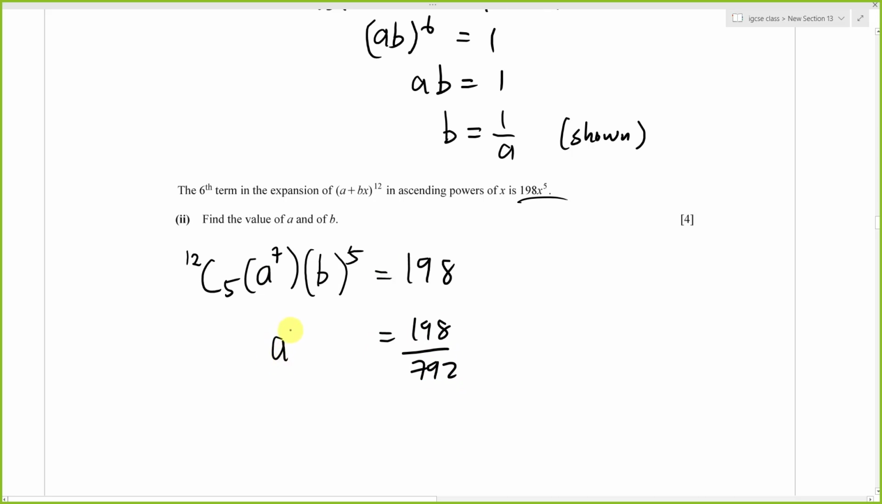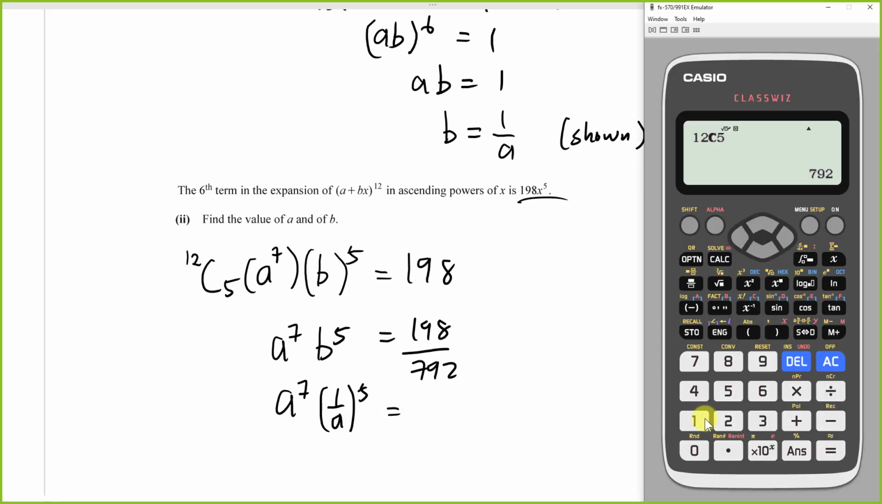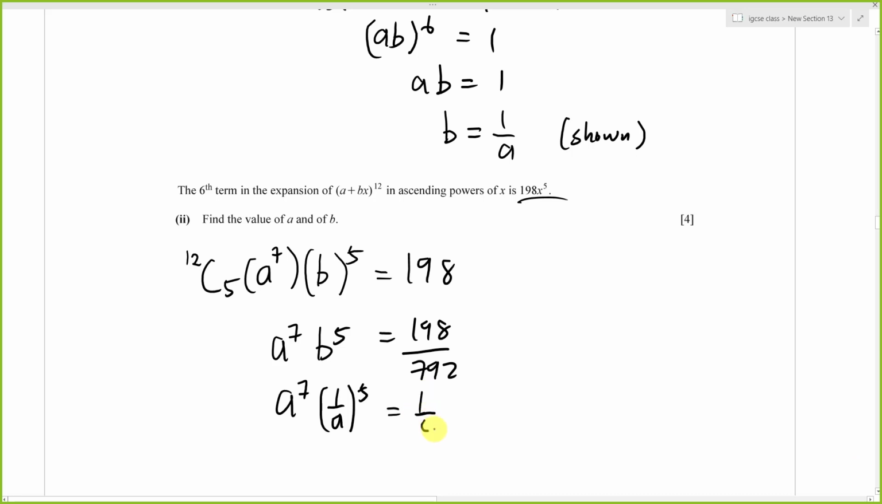Okay, so divide by 792. Here we have a^7 b^5. And I have the b, right? b is 1 over a. So a^7 times 1 over a^5. And then this one I will do 198 divided by my answer. So it's 1 over 4. So I get 1 over 4.